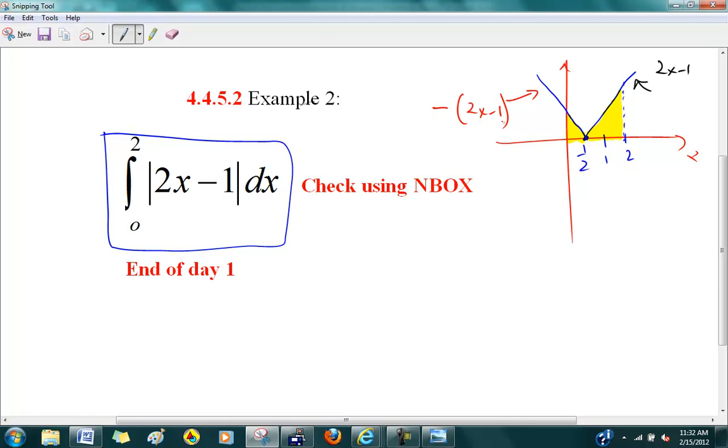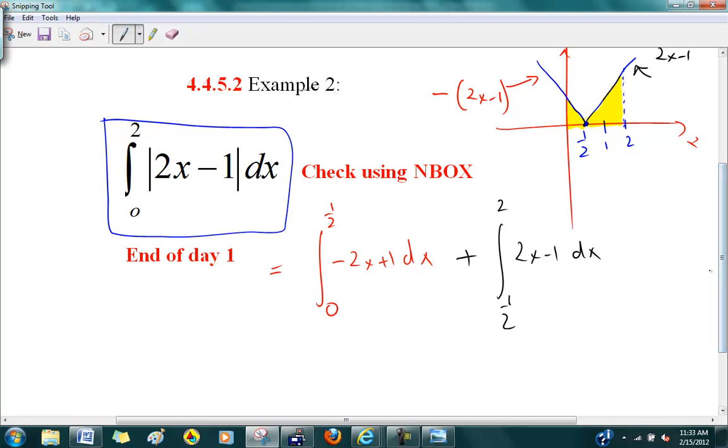So now what you have to do is you really have to break this integration up into two pieces. You're going to go from 0 to 1/2, okay, using the function negative 2x plus 1 dx, okay, and then the other side you're going to break it up into going from 1/2 to 2 of 2x minus 1 dx. Okay, so you got to do all these things. So let's go work on the red one first.